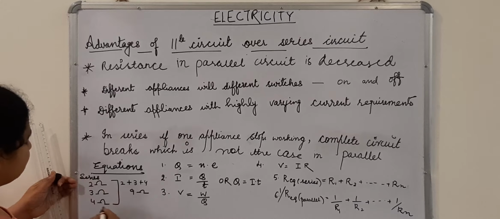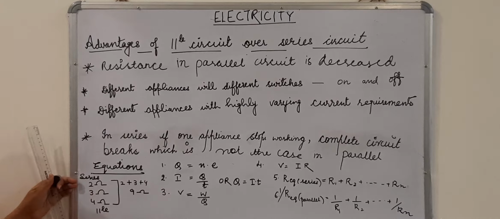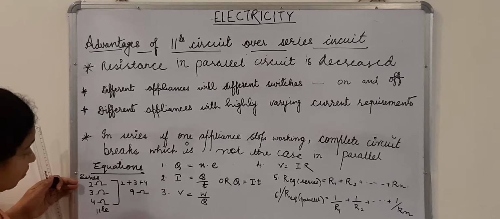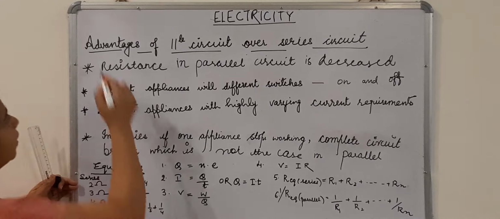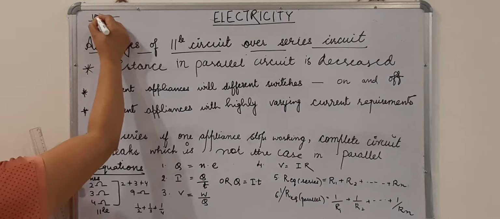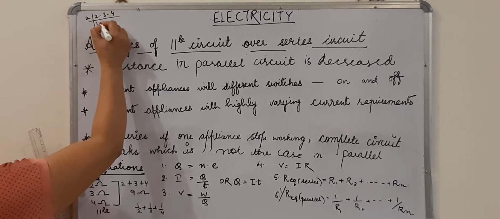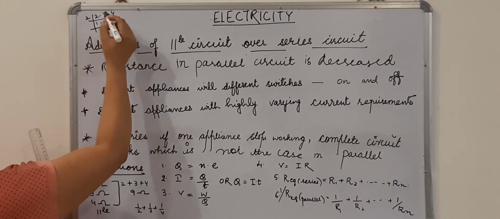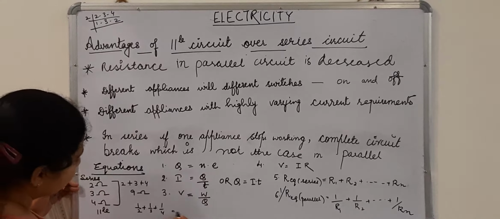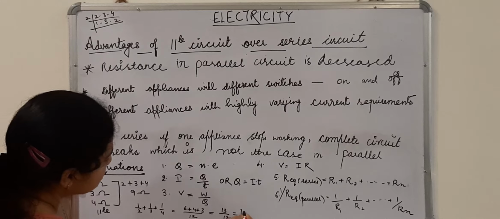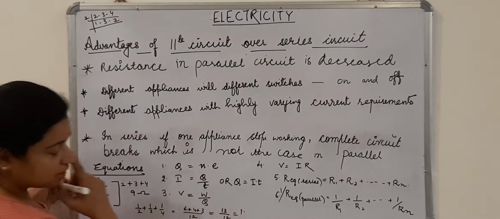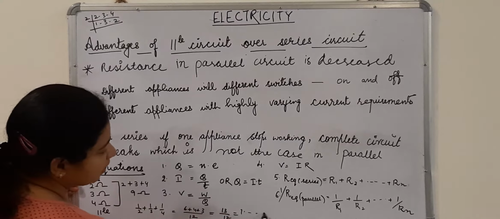If we take the same resistances, but we want to find the equivalent resistance in case of parallel circuit, that will be equal to 1 upon 2 plus 1 upon 3 plus 1 upon 4. Let me take the LCM, that is 12. So 6 plus 4 plus 3, that is equal to 13 upon 12, that is equal to 1 point something.